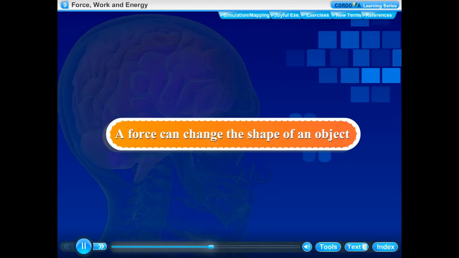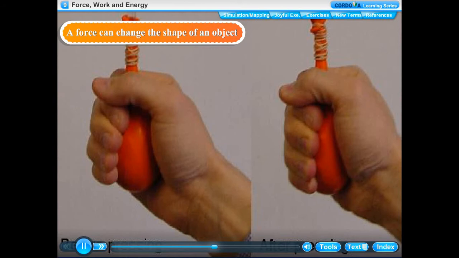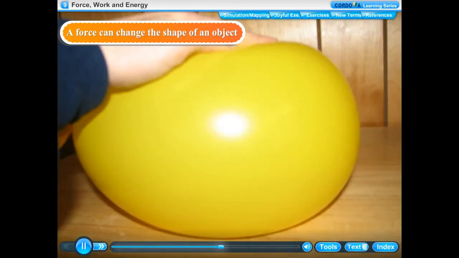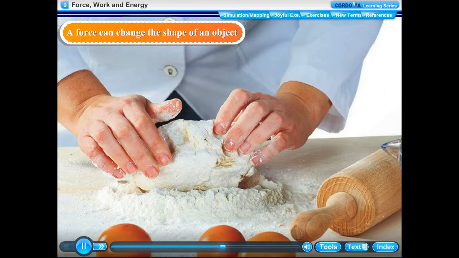A force can change the shape of an object. For example, when we press a balloon full of air, it changes its shape. When we make bread, the force of our hands changes the shape of dough.